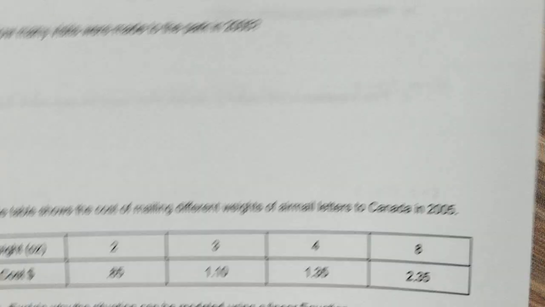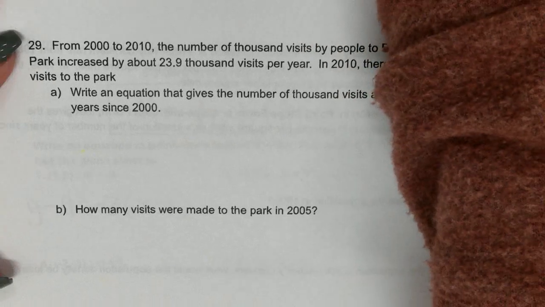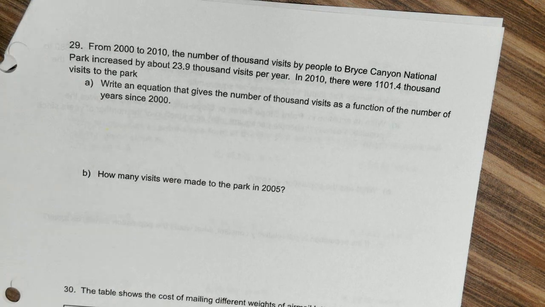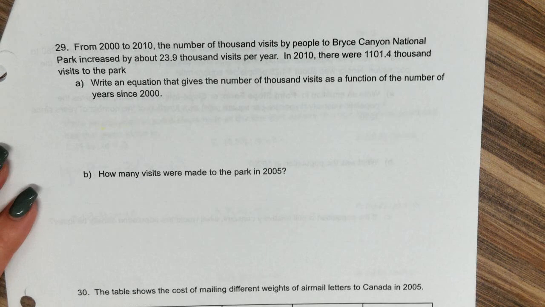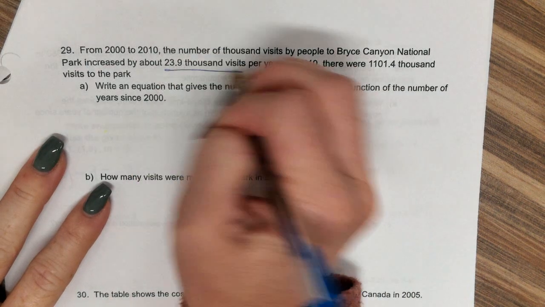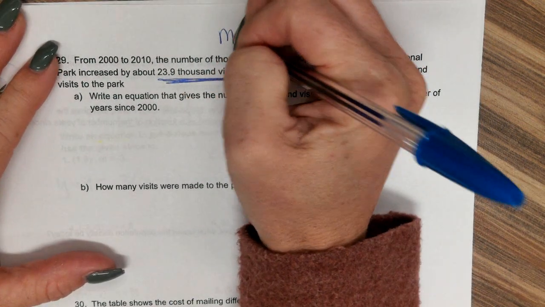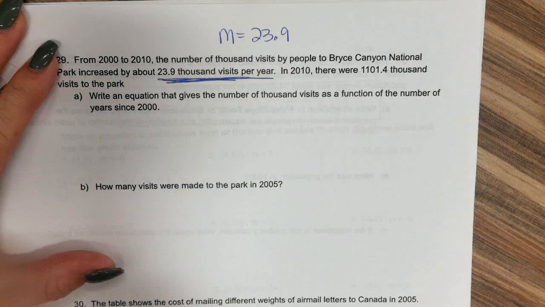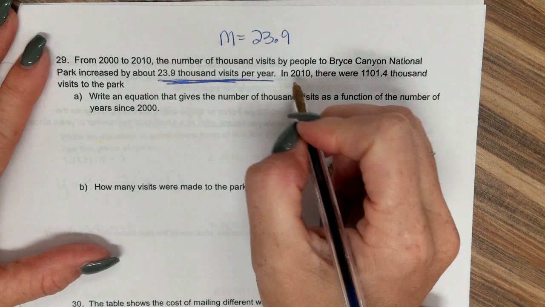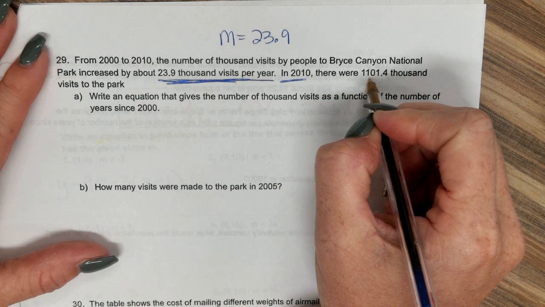Okay, turn to the next page. I'm going to explain this word problem. It says from 2000 to 2010, the number of 1,000 visits by people to Bryce Canyon National Park increased by about 23.9 visits per year. What did y'all just see right there? So what do you think this number is? That's your m. In 2010, there were 1,101.1 thousand visits to the park.